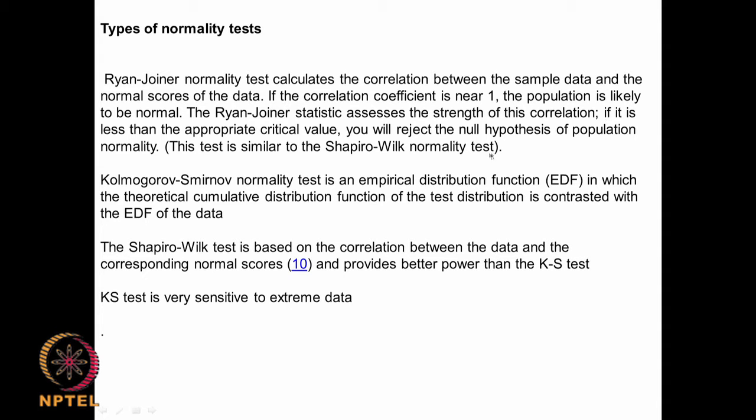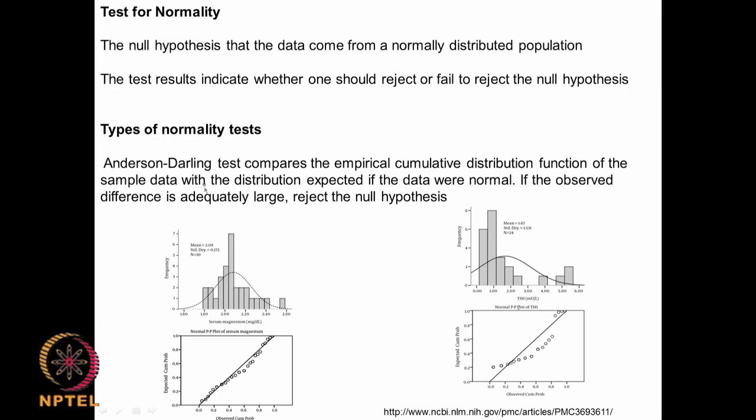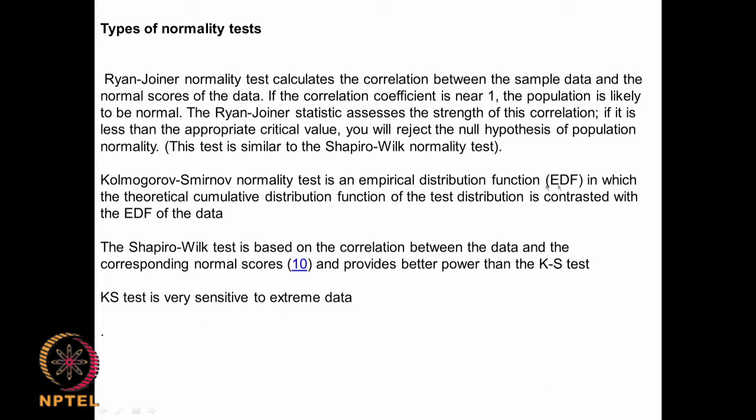So, you will reject the null hypothesis for normality if the correlation coefficient is large. Now, you have the Kolmogorov-Smirnov normality test. It is an empirical distribution function in which the theoretical cumulative distribution function of the test distribution is contrasted with the EDF of the data. So, it calculates an empirical distribution function for the sample, and there is an empirical distribution function for the normal, and then it compares them.